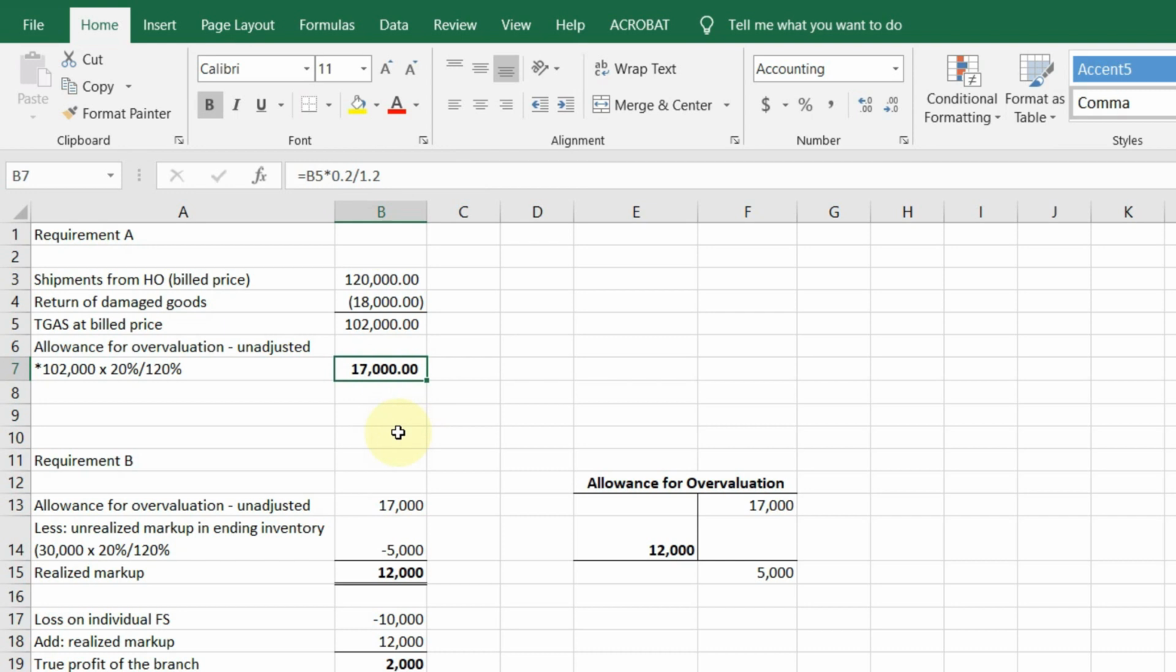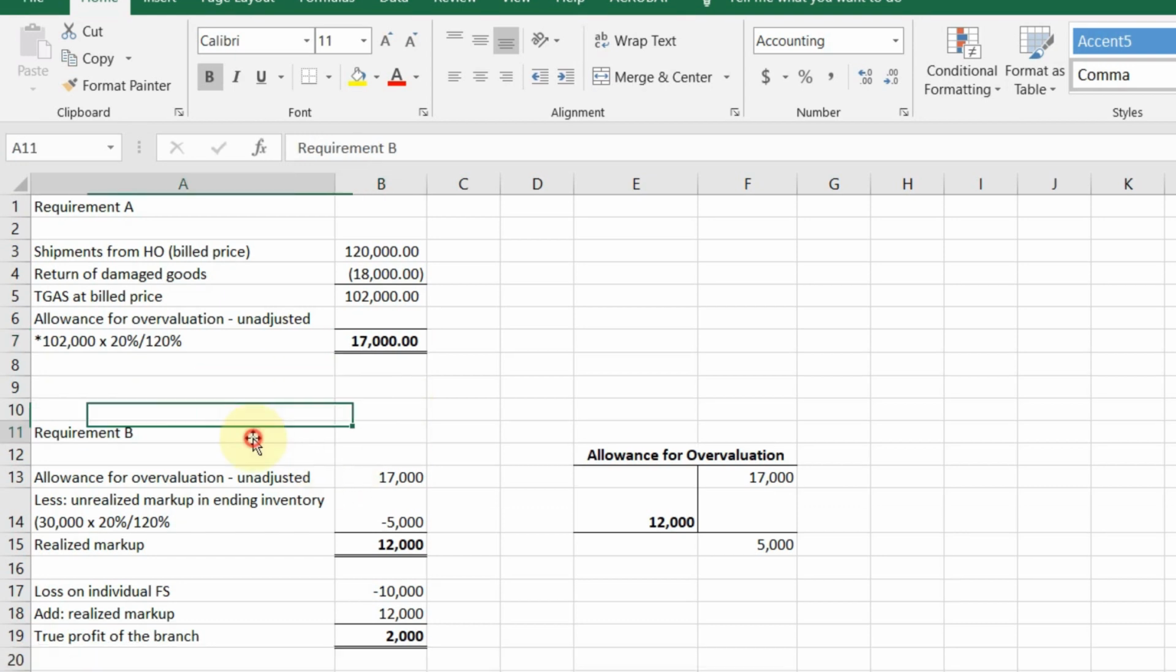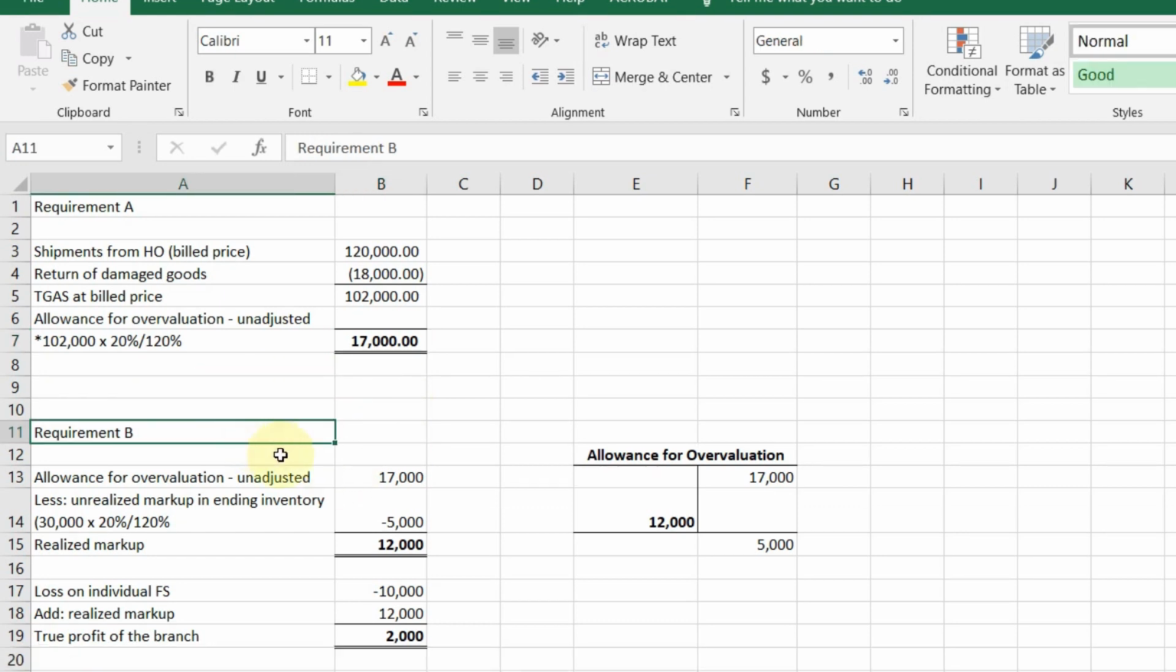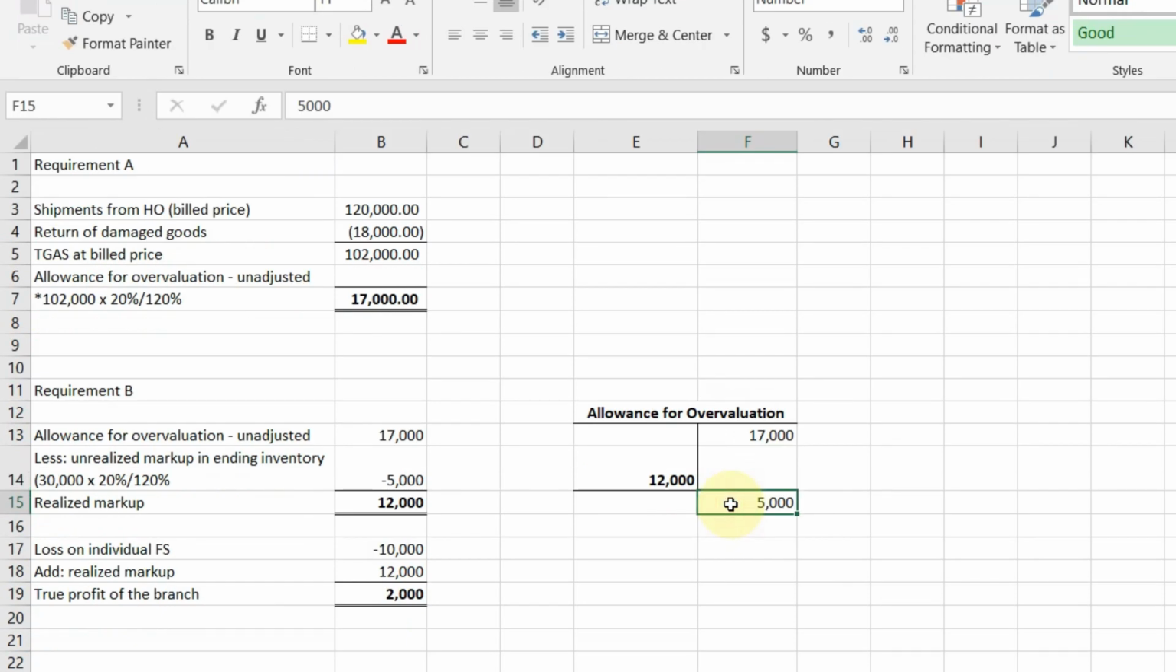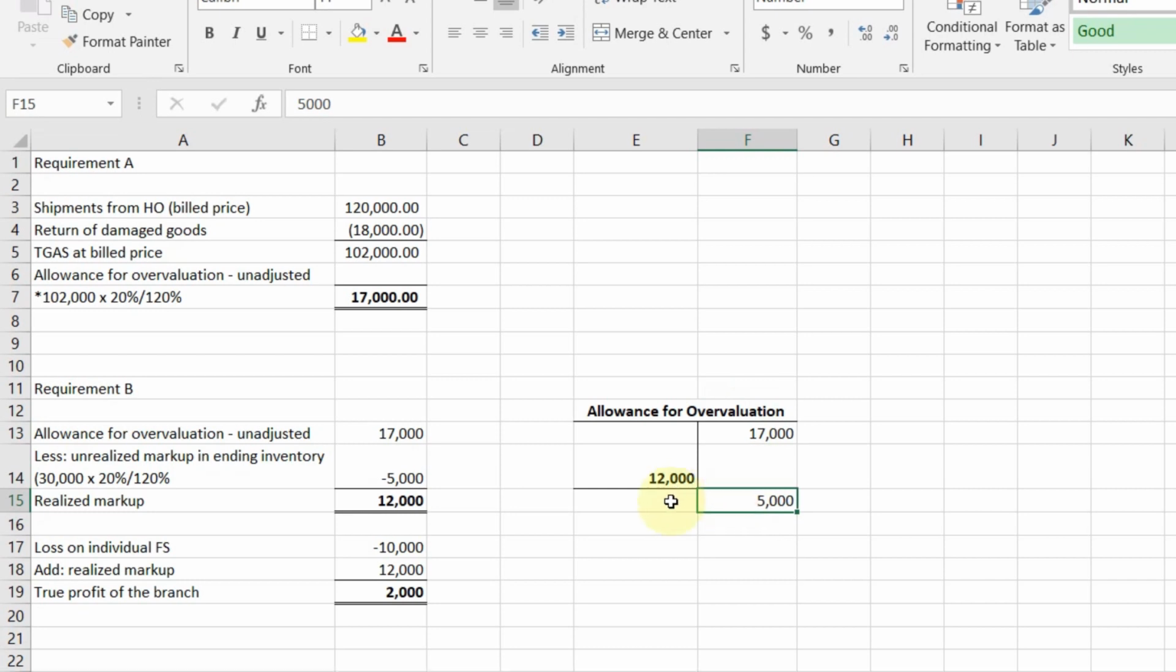Next, we have requirement B. Ang hinahanap ay true profit of the branch. Okay, so dalawang pwedeng, sige gawin natin na ring isa. Yung nilagay ko dito. So, first you need to get the realized markup. Okay, pwedeng ito nang gawin ninyo kasi sa tingin ko naman is madaling gawin itong T account. So, you have first yung kinompute nating beginning balance ng allowance for overvaluation which is 7,000. Okay, you get the ending balance by given naman yung ending balance na meron daw siyang will be 30,000. Okay, 30,000 you get the markup.